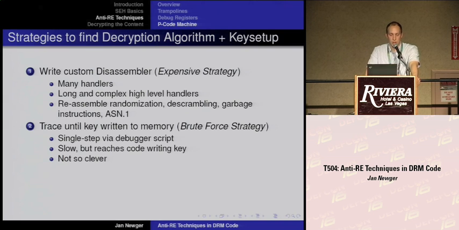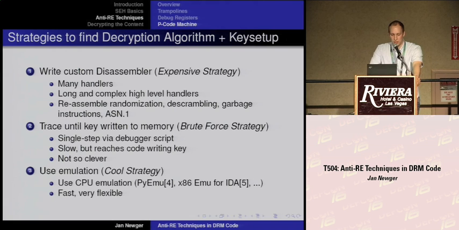Another strategy, which I would call the brute force strategy, would be to just let the debugger single step via a debugger script until the key is actually written to memory. This is pretty slow because single stepping is a pretty expensive operation because you have so many context switches. But on the other hand, you will definitely reach the code which writes the key to memory. But it's not so cool because it doesn't seem to be very clever.